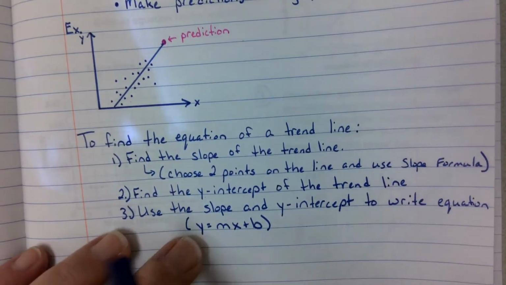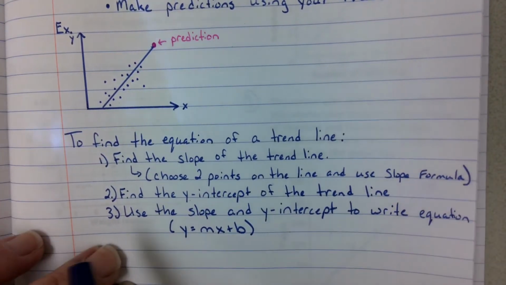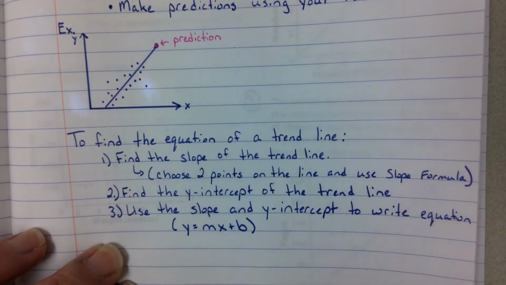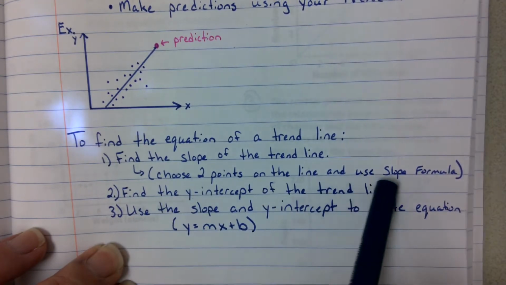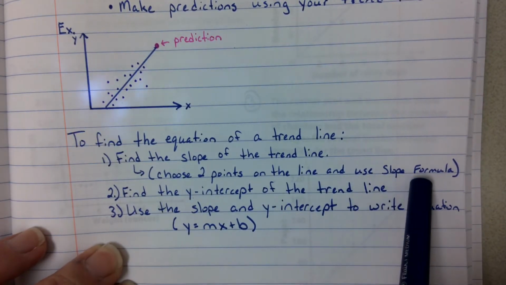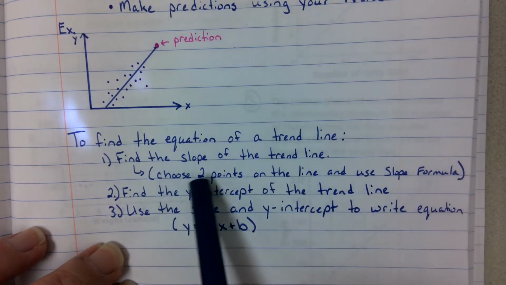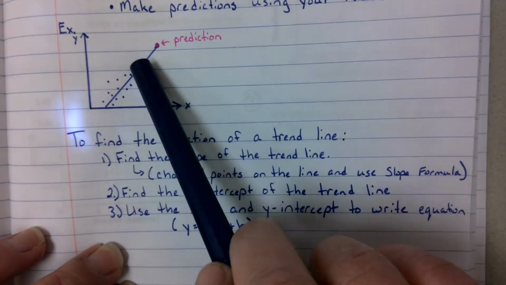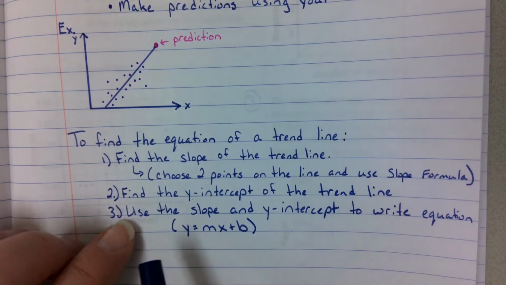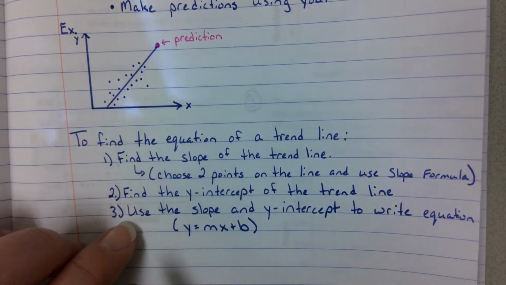All right, to find an equation of a trend line, first you're going to find the slope of the trend line. You choose any 2 points on the line and use the slope formula. This is where you're going to see some variance. You're going to have to be really careful when you're drawing these trend lines. A lot of times they'll be given to you if they're asking for an equation.